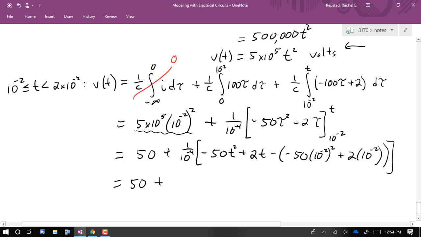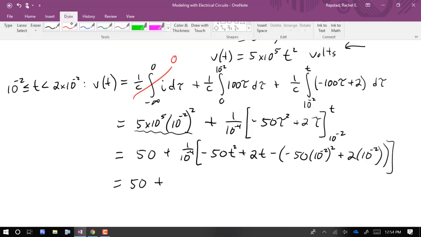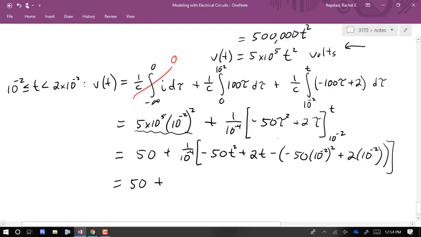And we're going to do some distributing to simplify a bit. So first, I'm just going to try to simplify a little bit here. I'm going to distribute this negative at the same time I'm evaluating each of these. So this gives us a positive 50 times 10 to the negative 4. And this will end up being a minus 2 times 10 to the negative 2. And now I'm going to take this and distribute it through.